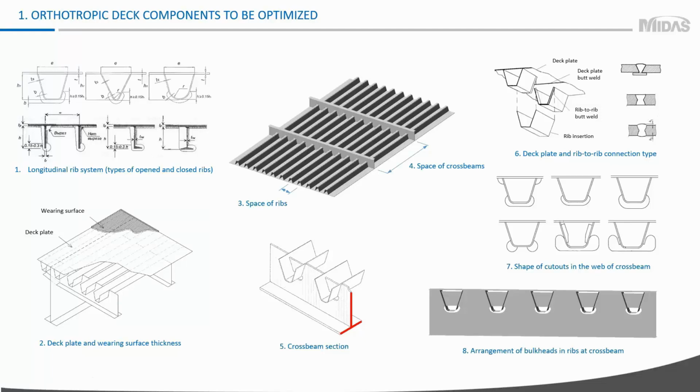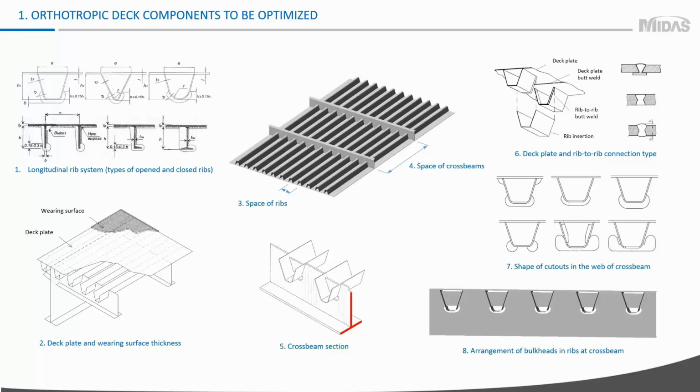So the only thing the engineer has to do is optimization of deck components, and these components are next: the longitudinal stiffener type and dimensions, the deck plate thickness and wearing surface thickness, the space of ribs in transverse direction, the space of crossbeams in longitudinal direction, the thickness of elements of the crossbeam, like web thickness and width and thickness of the bottom flange, then deck plate to rib and rib to rib connection type. It could be welded or bolted.